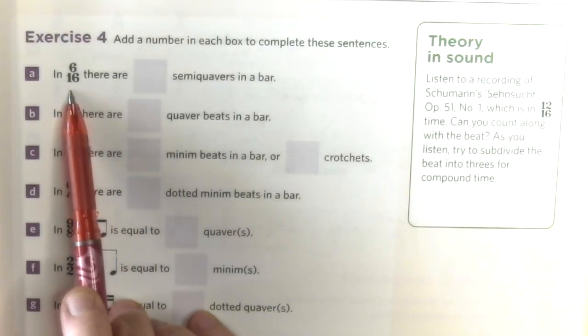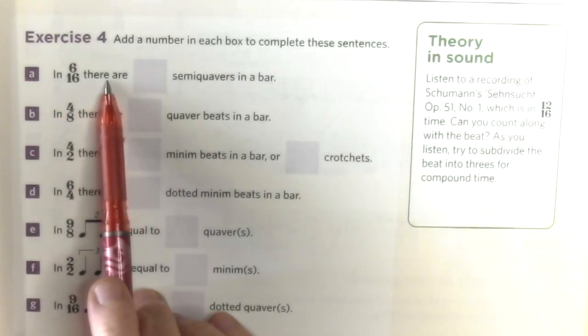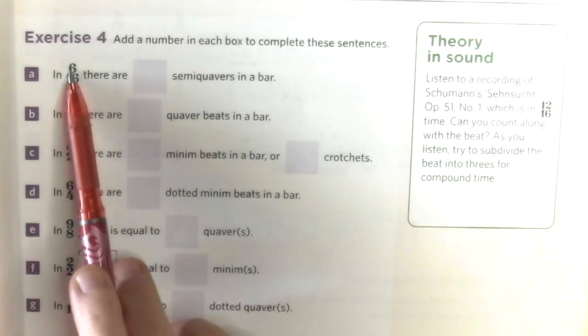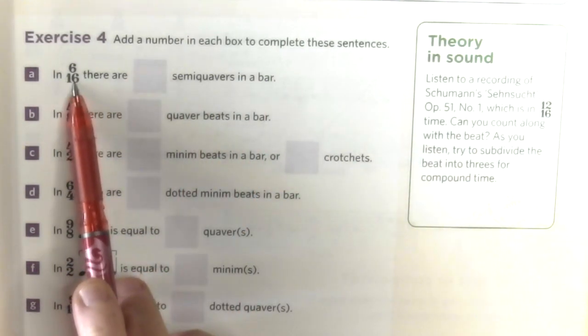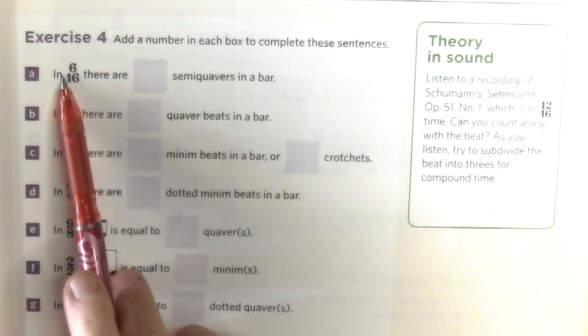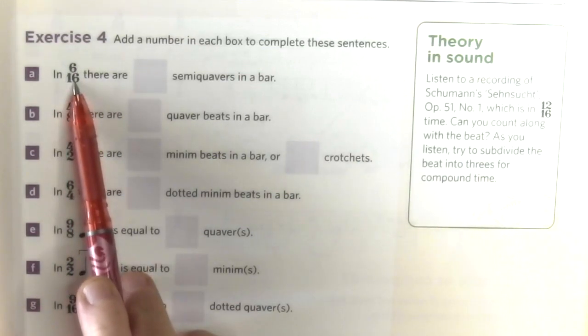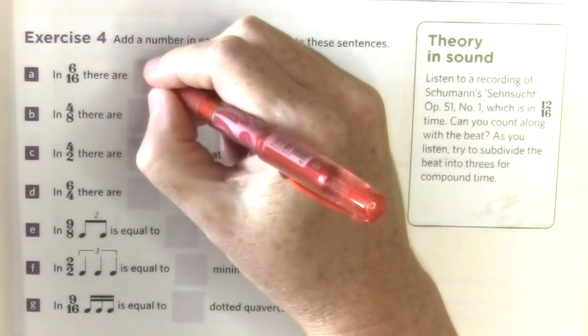In 6/16 there are X number of semiquavers in a bar. 6. This is the meaning of the time signature. This 6/16 means that in every bar we have 6 semiquavers.